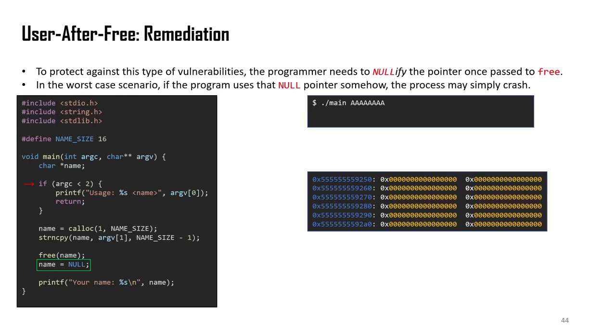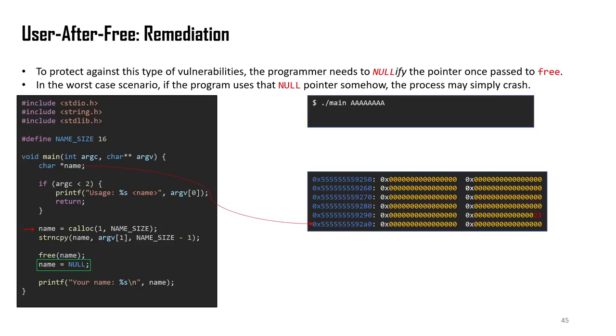As I said, we can fix this vulnerability by setting the pointer to null after we free the chunk it points to. That way we no longer have a dangling pointer. And this way, even if the program dereferences this null pointer later during execution, the worst that could happen is a crash due to a null pointer dereference. The null address is of course not mapped, and this causes a segmentation fault.